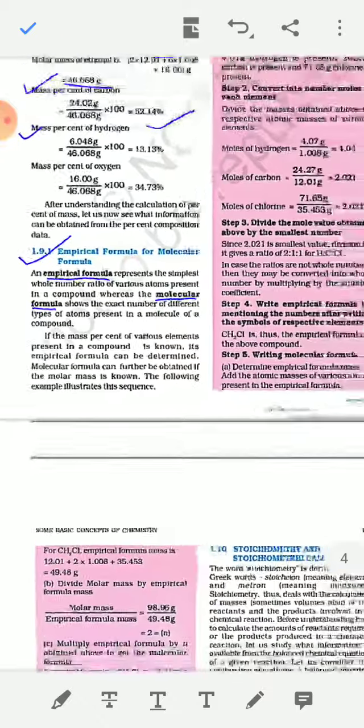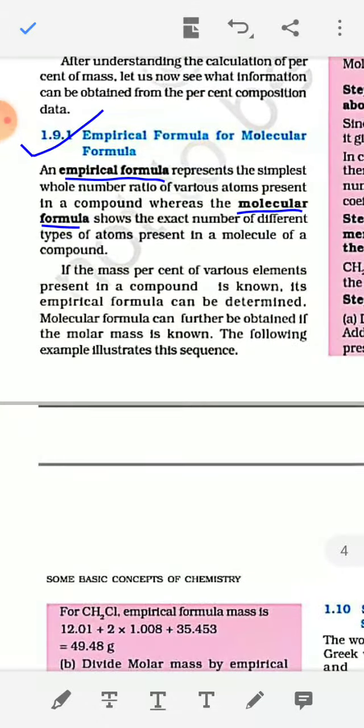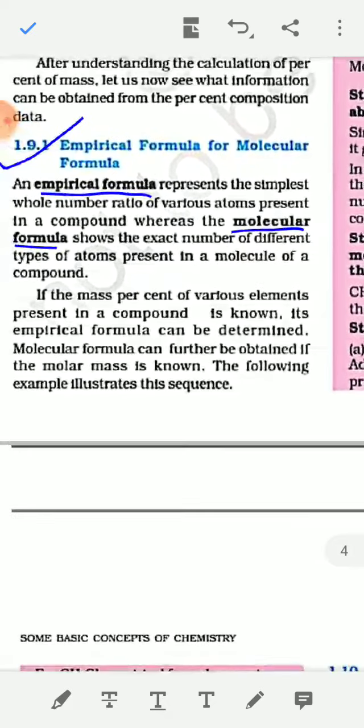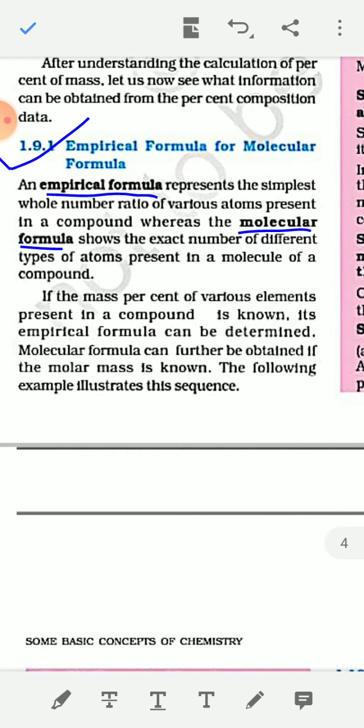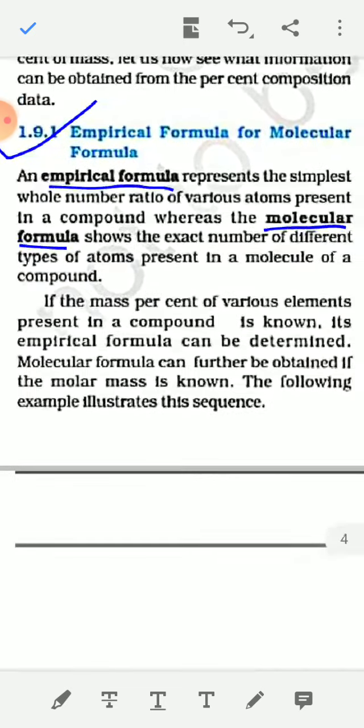Now see how to calculate empirical formula and molecular formula. This topic you have already studied in class 10. So first you have to know what is empirical formula and what is molecular formula. An empirical formula represents the simplest whole number ratio of various atoms present in a compound, whereas molecular formula shows the exact number of different types of atoms present in a molecule of a compound.